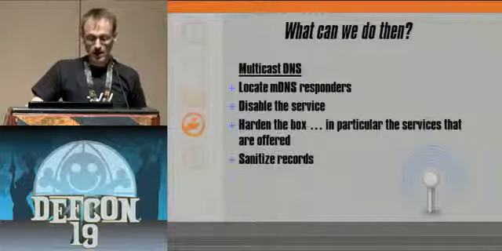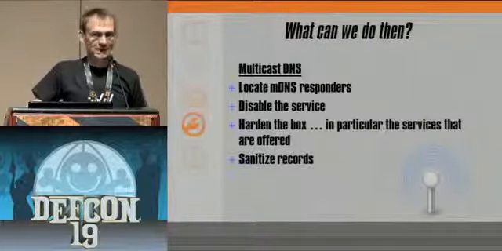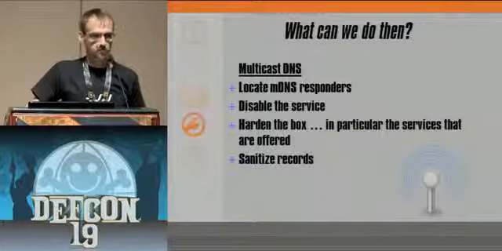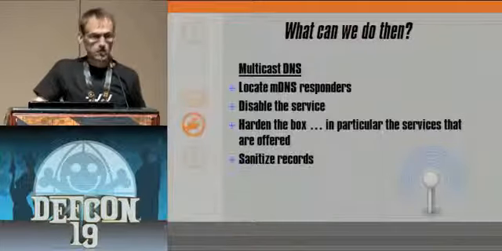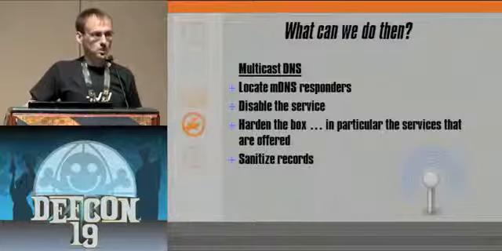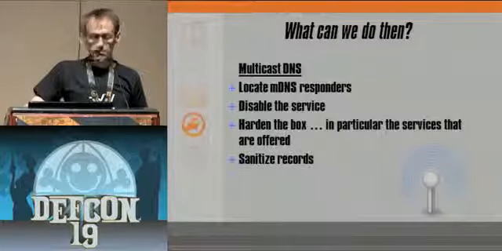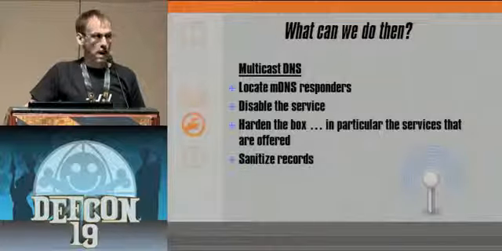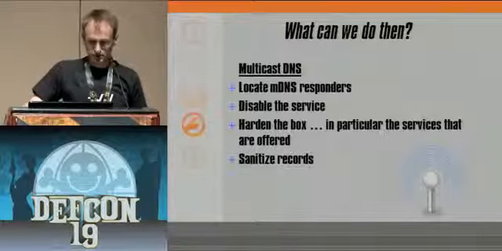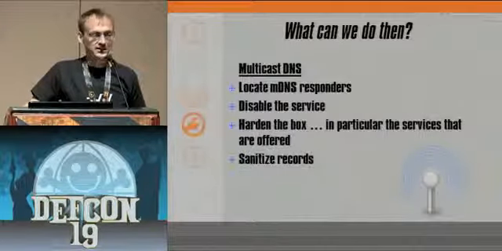And now as far as multicast DNS is concerned, the first one was basically to deal with people listening out there on the network. But how do you deal with people who are advertising? I think it's important to take the tools that I've developed, because I know that that's what I've been doing, to locate the MDNS responders out there. Disable the service if you can, and if you can't, harden the box, in particular the services that are offered. And make sure, if you can, also sanitize those records.